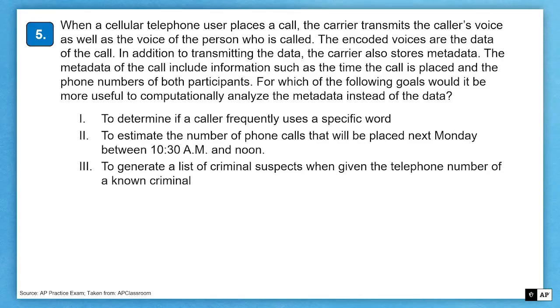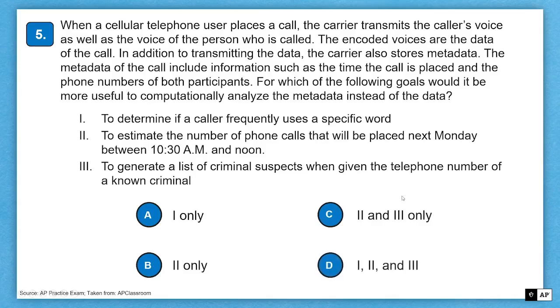Roman numeral 1, to determine if a caller frequently uses a specific word. 2, to determine the number of phone calls that will be placed next Monday between 10:30 and noon. And 3, to generate a list of criminal suspects when given the telephone number of a known criminal. Our answers are 1 only for A, 2 only for B, 2 and 3 for C, 1, 2, and 3 for D.